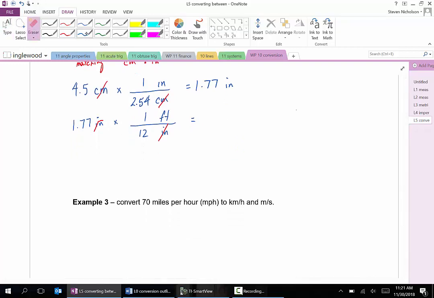The leftover unit is feet. And when you use your calculator, you get 0.15 feet. So again, that would make sense. Look at your ruler. 1.77 is less than 2, and 2 inches is a part of that entire ruler length. So it has to be a decimal or a fraction less than 1.